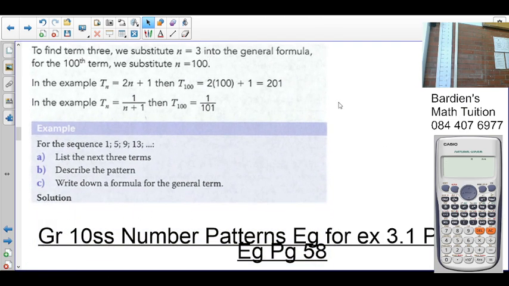To find term 3, we substitute n is equal to 3 into the general formula. For the 100th term, we substitute n to be 100. Okay, you guys understand it? In the example, Tn is equal to 2n plus 1, then T100 is equal to 2 times 100 plus 1, which is 201. In the other example, we had Tn is equal to 1 over n plus 1. T100 is going to be 1 over 100 plus 1, which is 101.